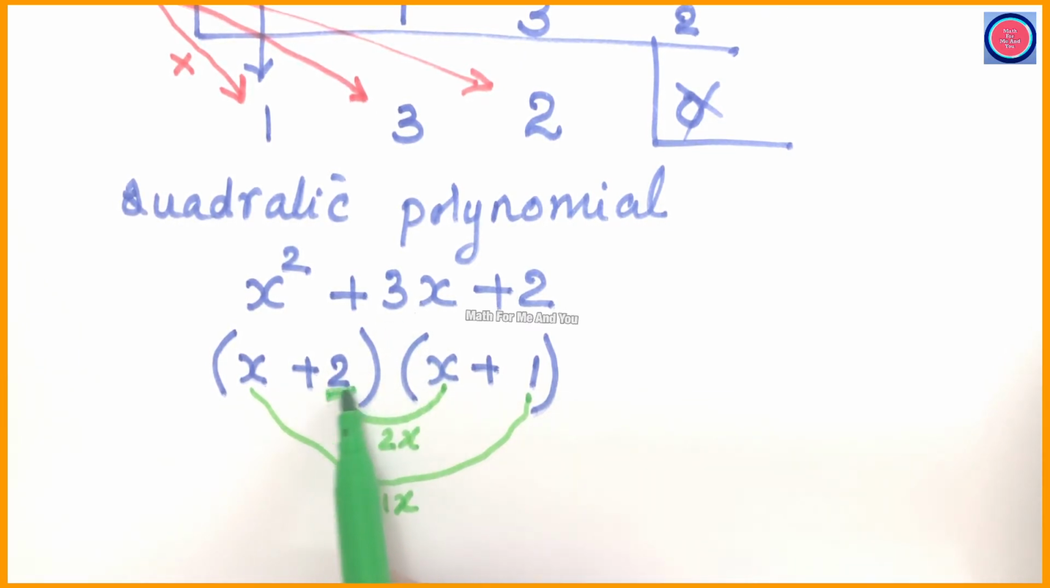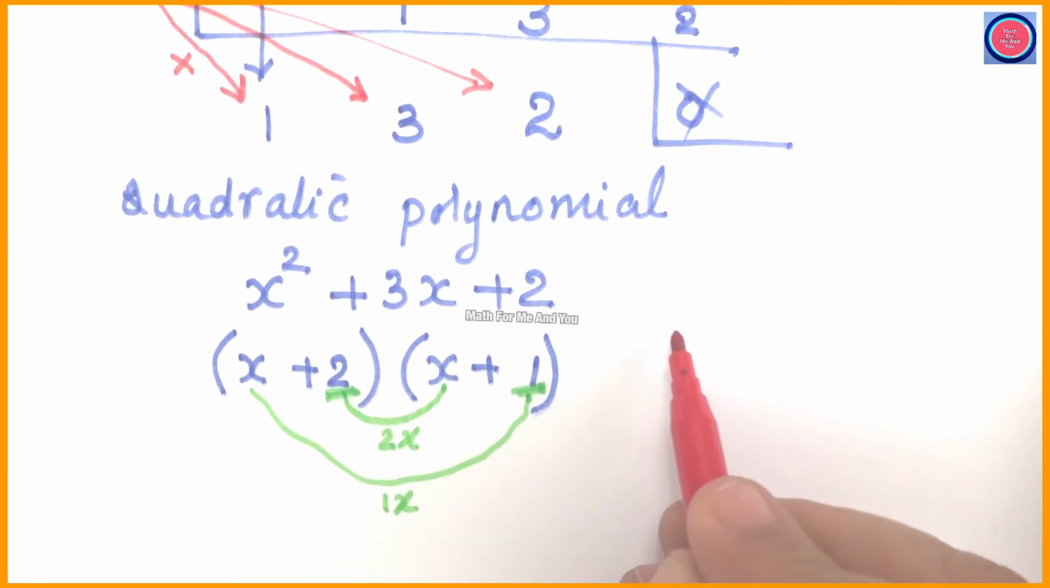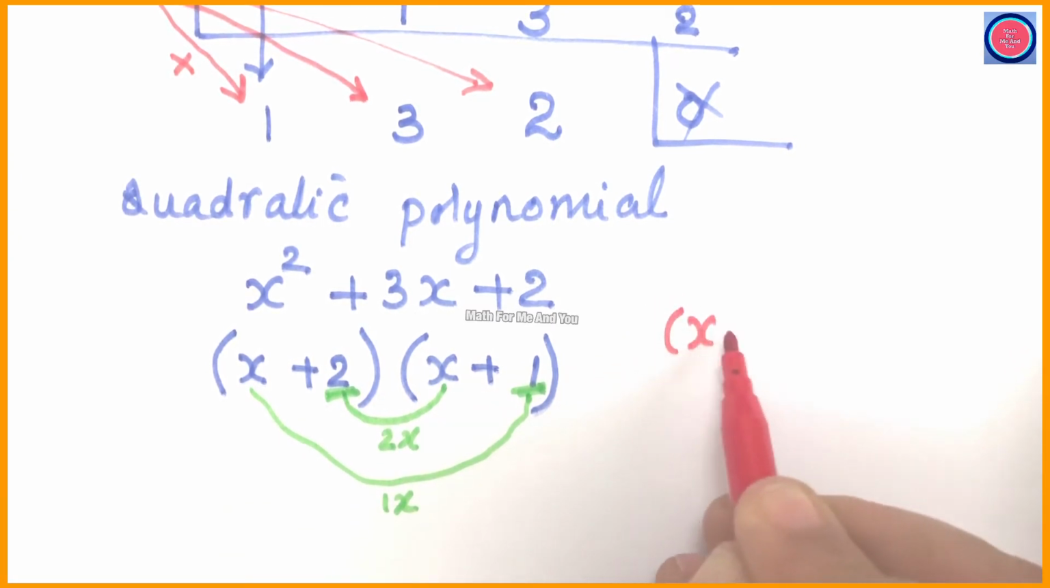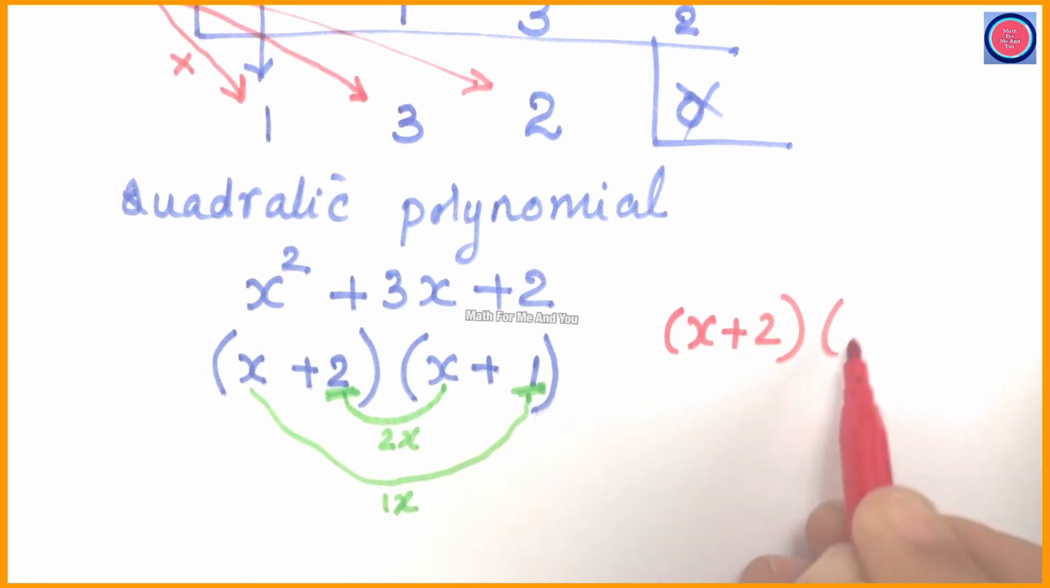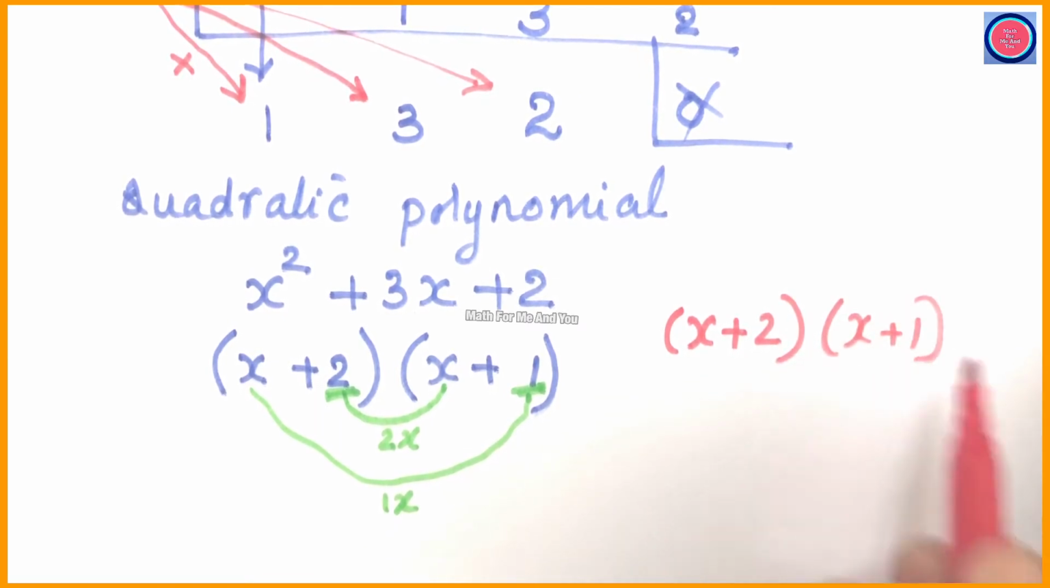2x plus 1x is 3x, yes we are getting it, and the constant 2 times 1 is 2, we are getting that answer. So the factors of x square plus 3x plus 2 are x plus 2 and x plus 1. Now we have got the factors of this quadratic polynomial as x plus 2 and x plus 1.